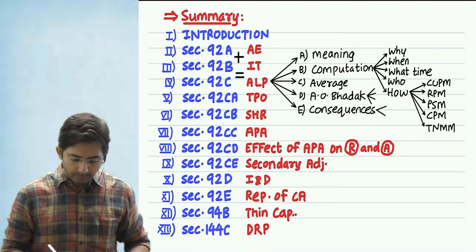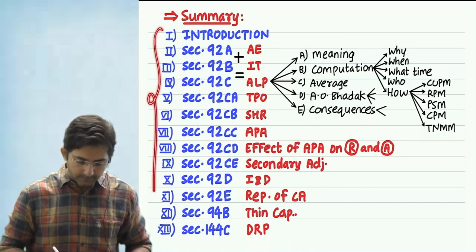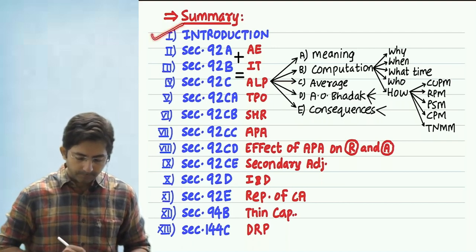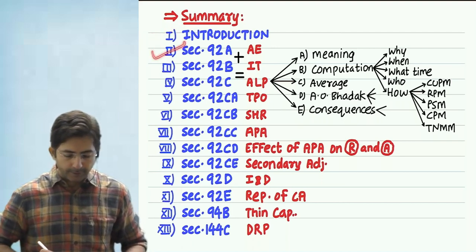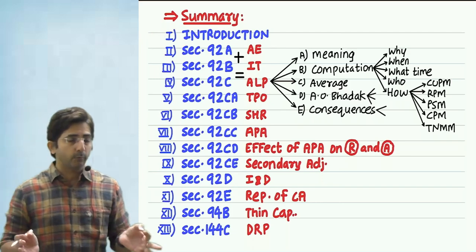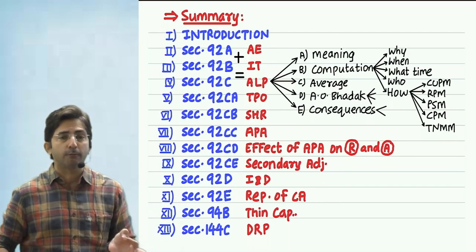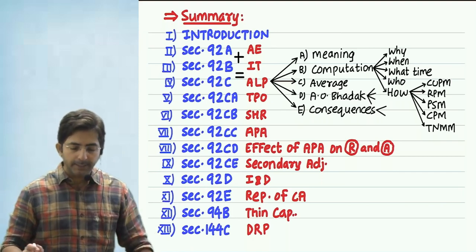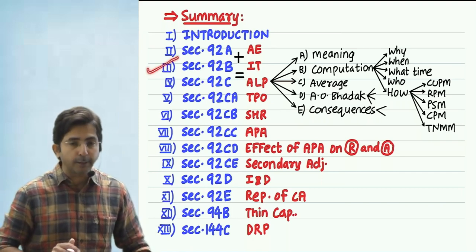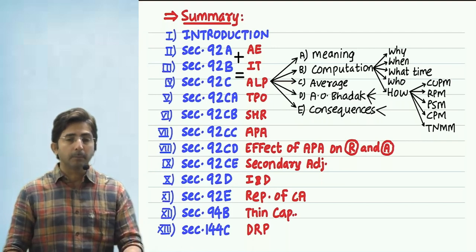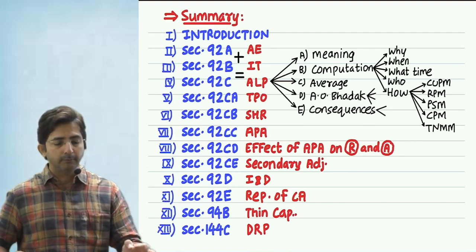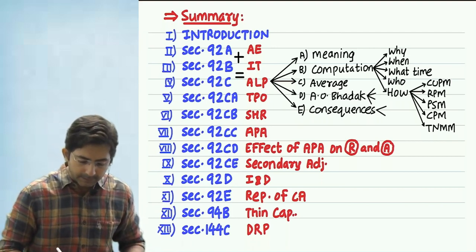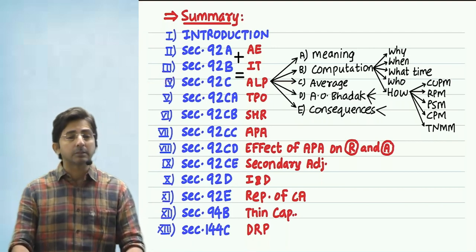In this chapter, we have to do in all 13 things. Okay. Out of that, the introduction is done. Then we did section 92A, associated enterprise: whenever two entities have a relation of subsidiary or holding, they are called associated enterprises. And then international transaction, 92B: it is a transaction between associated enterprises in which at least one party should be an NR. And then we did section 92C, that is arm's length price.